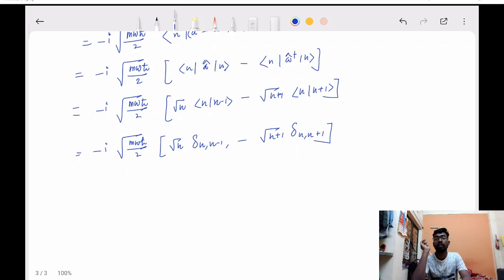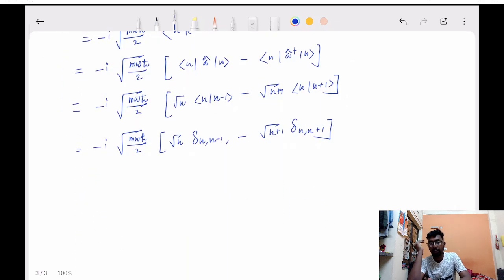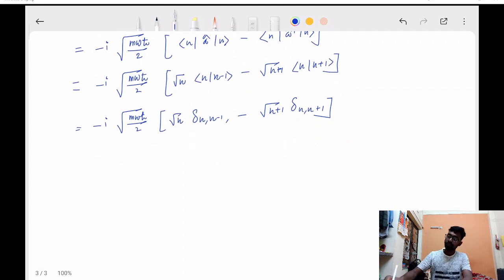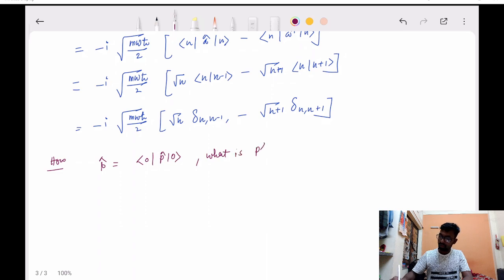Okay, so this is your result for the expectation value of momentum operators. So I give you a homework. Find the expectation value of the momentum operator for the ground state, and what is the physical significance of this?